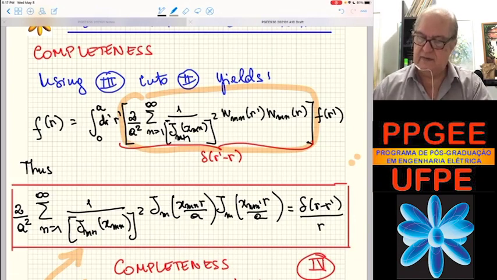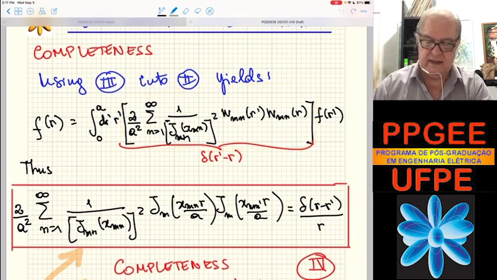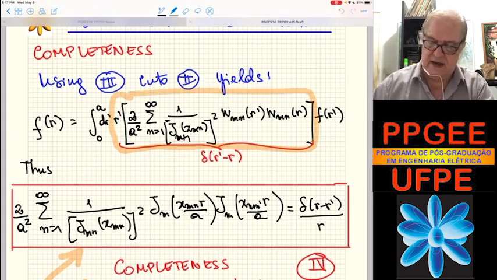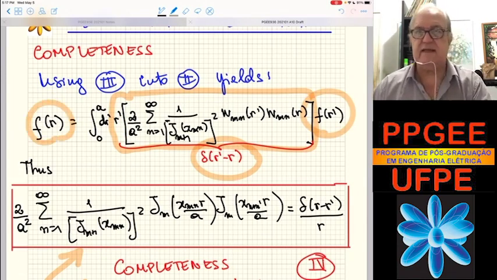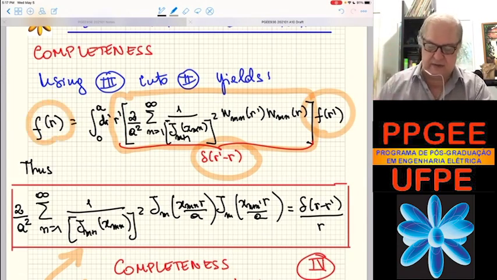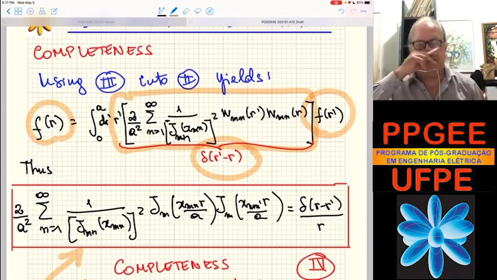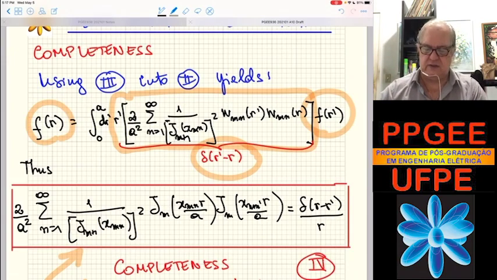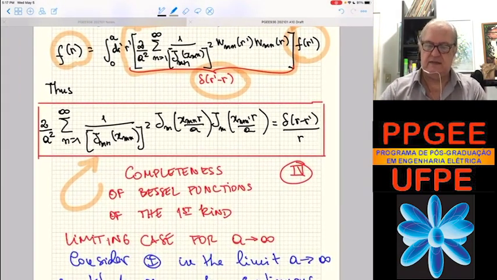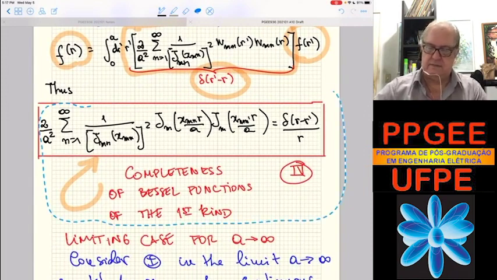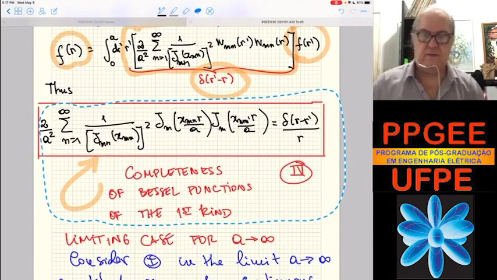In fact, sorry about that, not quite. This thing here is the delta function, right? Why? Because this thing here integrated together with f reproduces f. That has to be a delta function. So that's the completeness relation for the Bessel functions having this special structure, right? That's what we get.